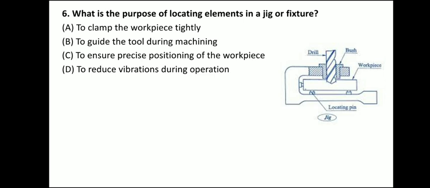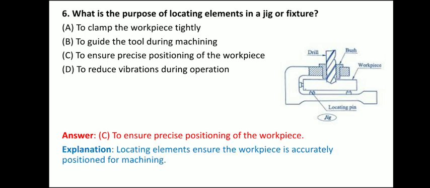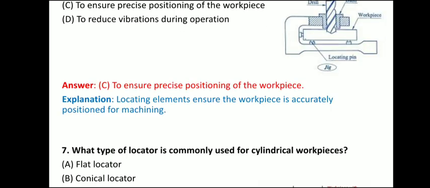What is the purpose of a locating element in a jig or fixture? Here you can see the locating elements. Now what is its purpose? The answer is to ensure precise positioning of the workpiece. So the locating element ensures the workpiece is accurately positioned for machining. So locating pin जो है वो ensure करता है कि ये workpiece properly jig या fixture में बैठा है कि नहीं. Okay, तब जाके एक proper machining होगा. So that is the purpose of the locating pin.